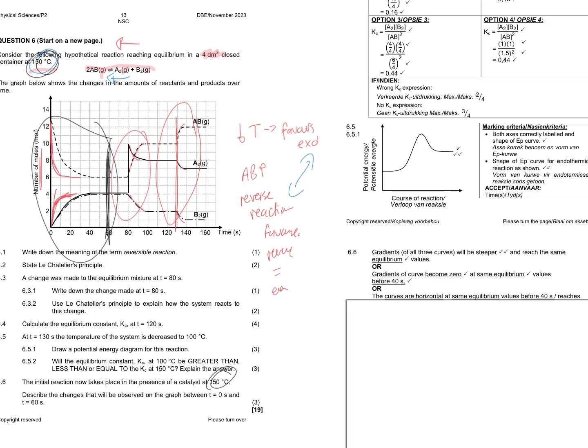The gradient is an indication of the rate because it's divided by time. So the graphs would get to the same point, the amounts wouldn't change, but the gradients would be much steeper and they would get horizontal sooner.